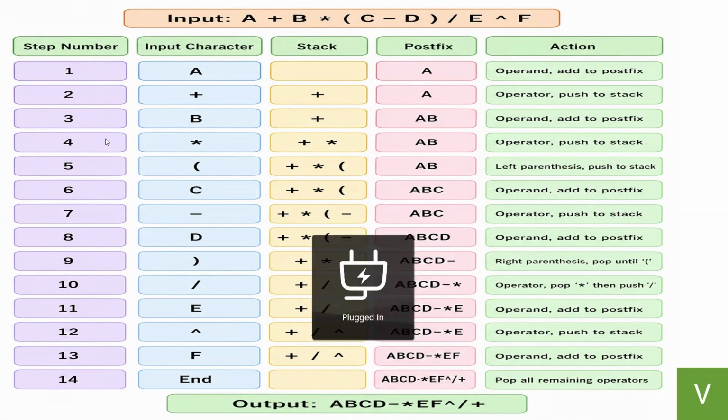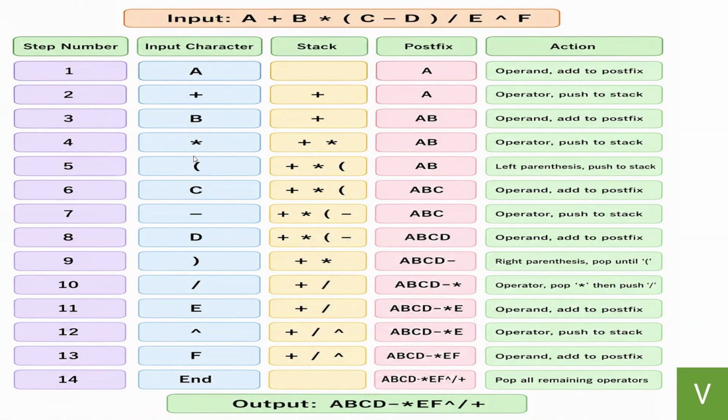Now look at step number 4. If the input is an operator and the stack top is also an operator, then we will check the priority. We will check the priority between the star and plus symbol. The star has a higher priority, so we will push it into the stack. So check step number 5. If the input is a left parenthesis, then we will push it into the stack.